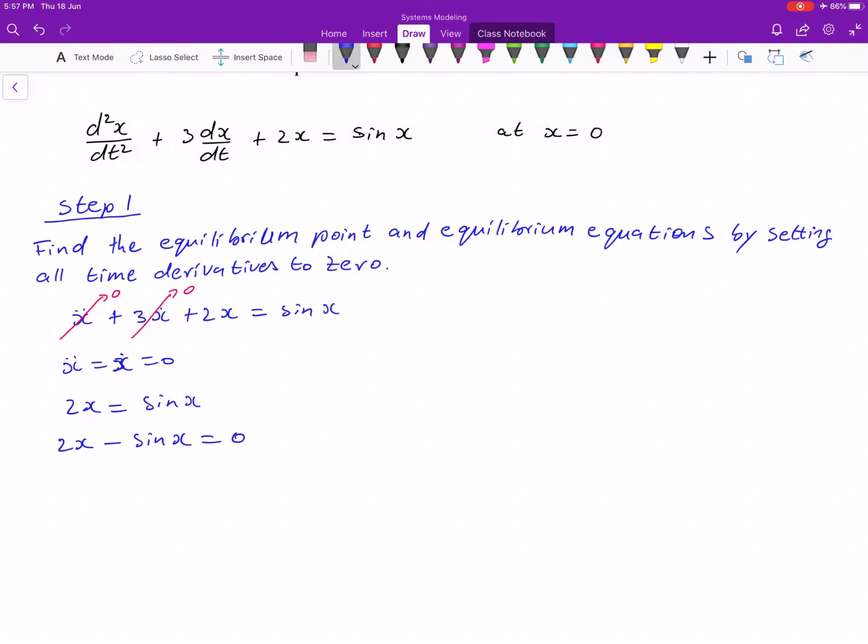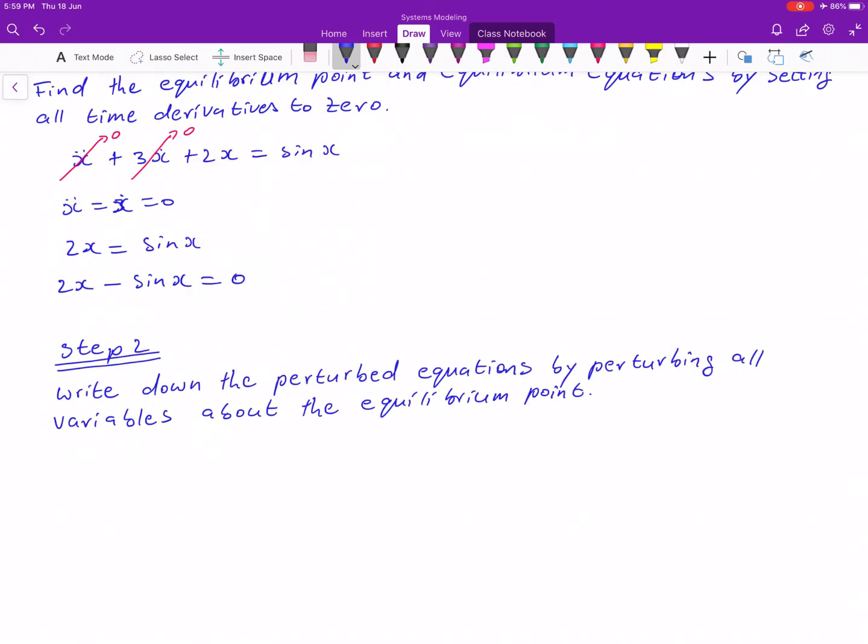That's the first part. Step 2: we want to write down the perturbed equation by perturbing all the variables about the equilibrium point. All it means is that we are going to disturb the system a little bit, or shift it just a small bit at a certain point. Let me write down step 2: write down the perturbed equations by perturbing all the variables about the equilibrium point.